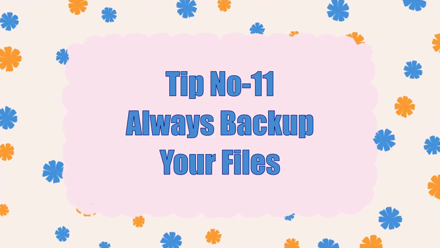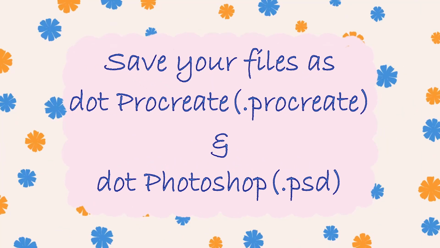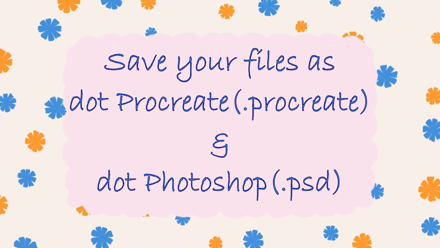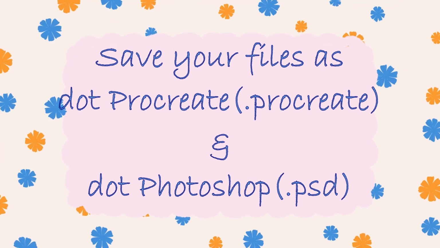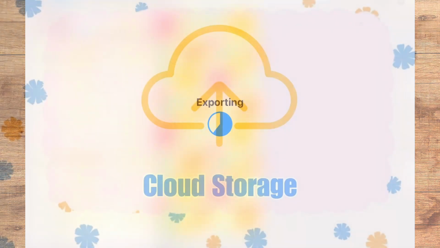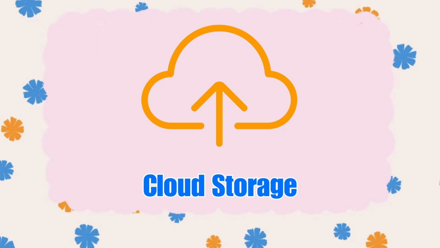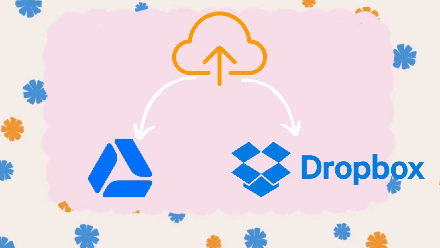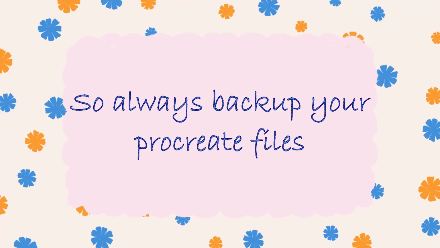The next tip is to always back up your files both as .procreate, which is the original Procreate file, and also as .psd, which is a Photoshop file. So apart from saving it as a PNG or JPEG, back it up as a Procreate as well as Photoshop file on your cloud storage like Google Drive or Dropbox, and also on an external hard drive. This is a really important tip because it will take seconds to lose all that work that you have used months or years to create.